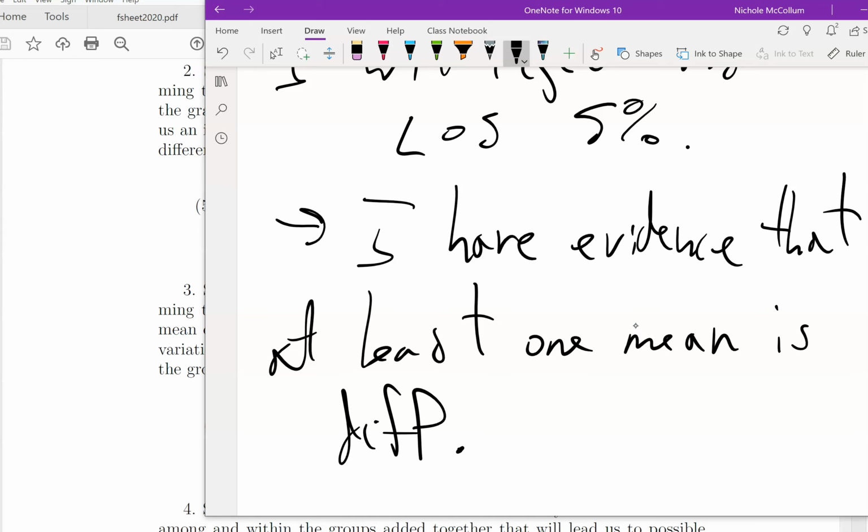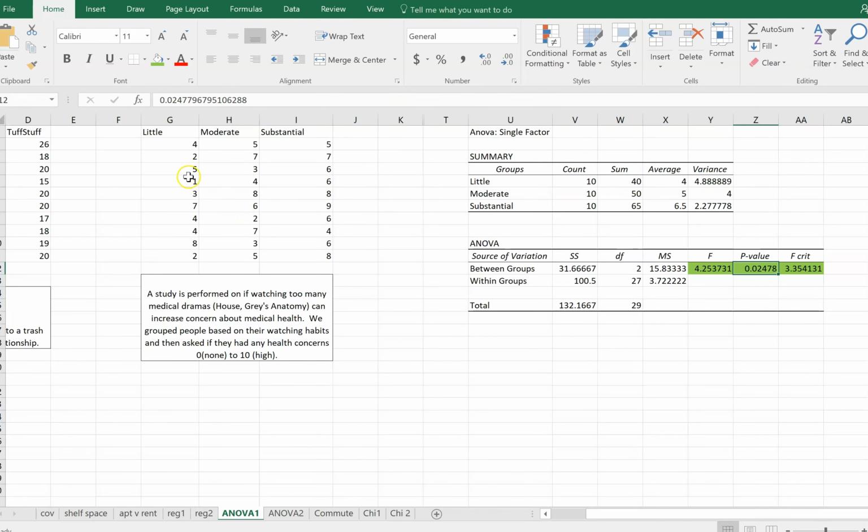You would want to run the Tukey-Kramer to figure out exactly which ones are different, which two are the same, maybe all three are different. See, we're in the scenario here when we have three groups. All three could be different. Or maybe little is different than moderate and substantial. Or substantial is different than moderate and little. All right, you have to run a Tukey-Kramer here to check out which one's different. All right, I can tell you at least one is different according to my ANOVA. That's what I want you to understand. I can tell you one is different. I can't tell you which one it is.